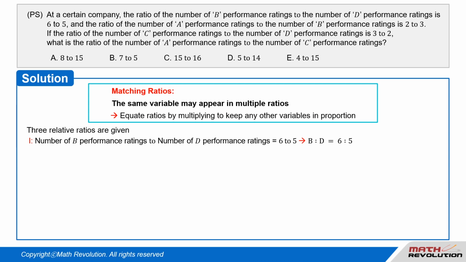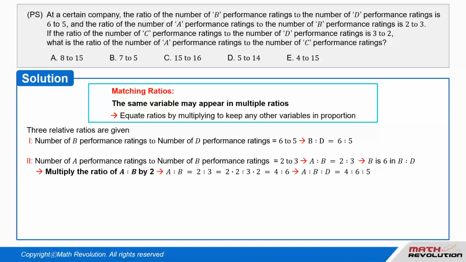1. The number of B performance ratings to the number of D performance ratings is 6 to 5, so B is to D equals 6 is to 5. 2. The number of A performance ratings to the number of B performance ratings is 2 to 3, so A is to B equals 2 is to 3.